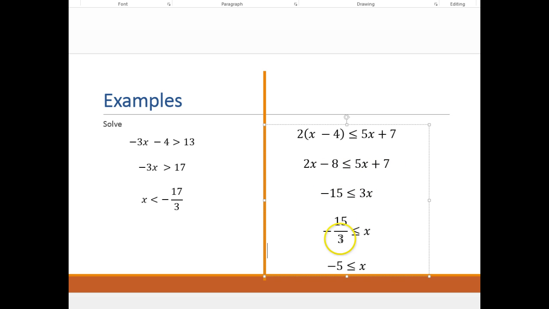Now notice when I divide by 3 this time, my sign does not change. The reason is that I'm dividing by a positive 3. We get negative 15 thirds is less than or equal to x. So negative 5 is less than or equal to x.